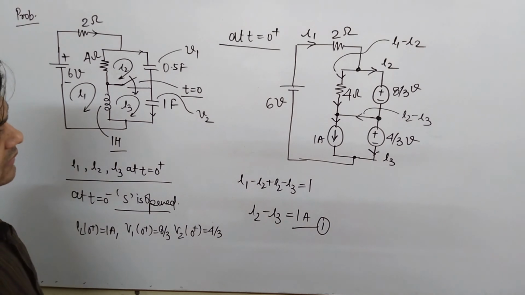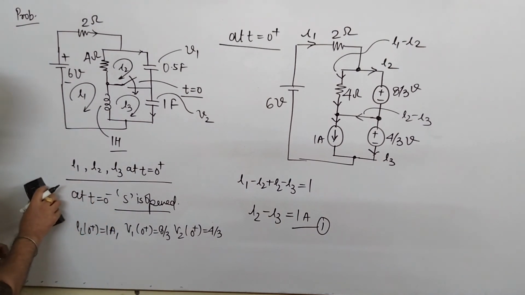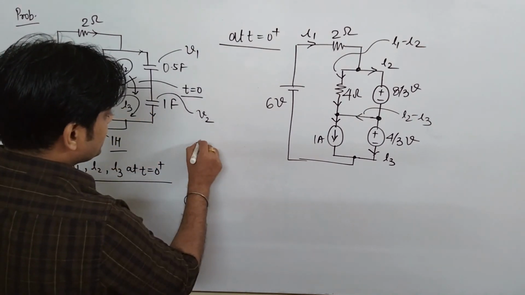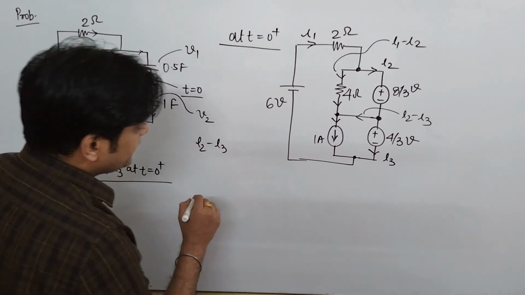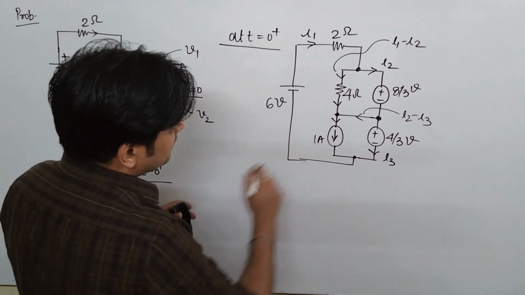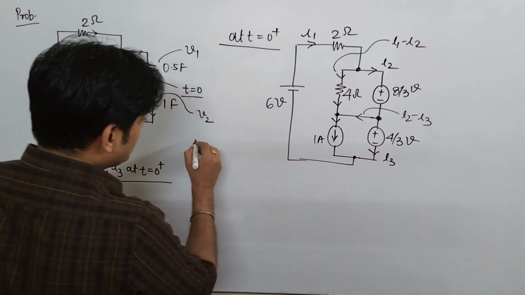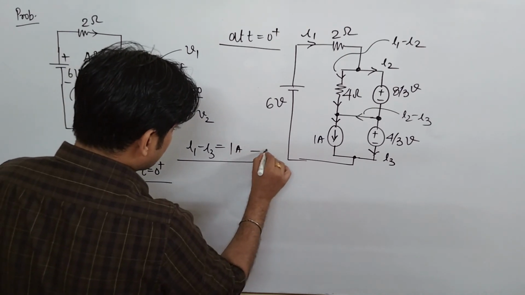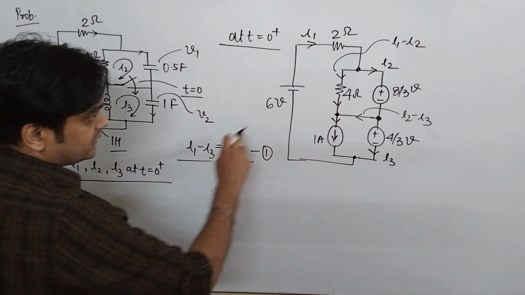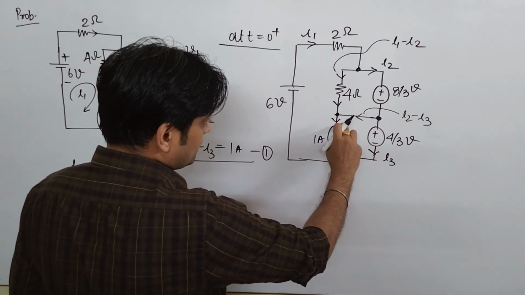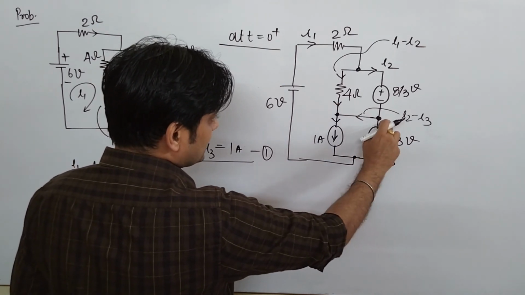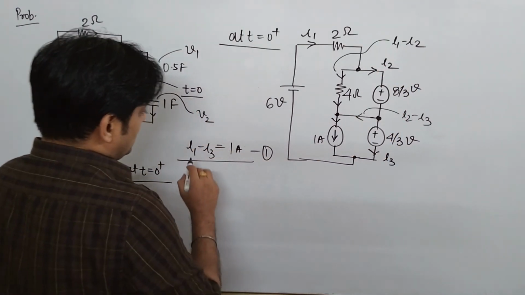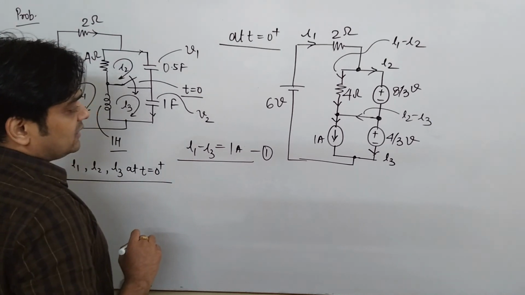Now we have equations. Can we find the answers? Yes. Since we have drawn our circuit at t equal to 0 plus, now one by one we will find the answers. Here I am writing I2 minus I3, which we have found, and this is I1 minus I2. I2 and I2 get cancelled out. So I1 minus I3 is 1 ampere. This is our equation first. So in this way you have found the value of I1 minus I3 as 1 ampere.